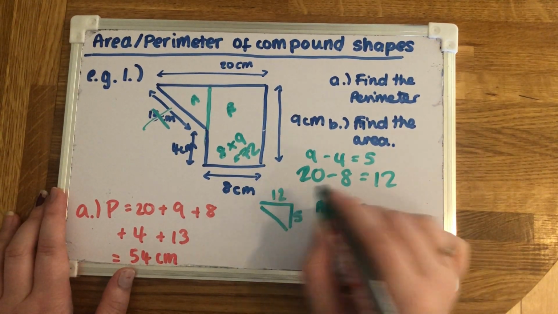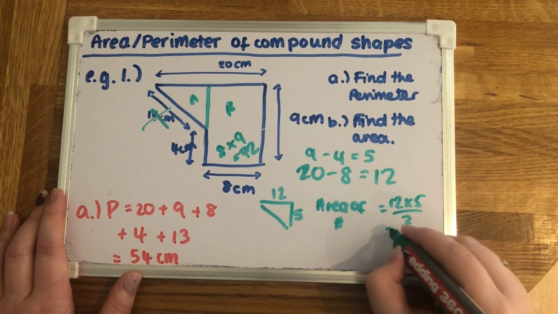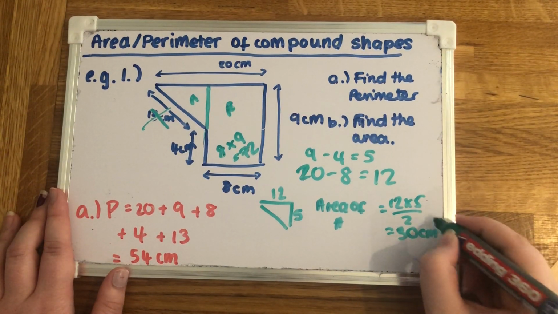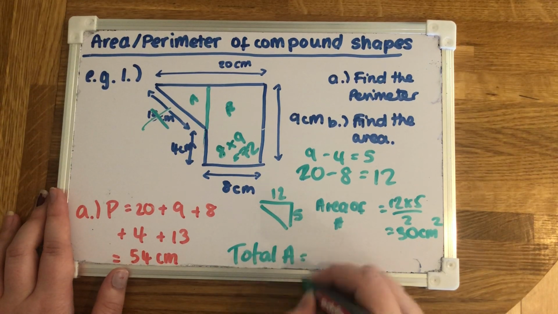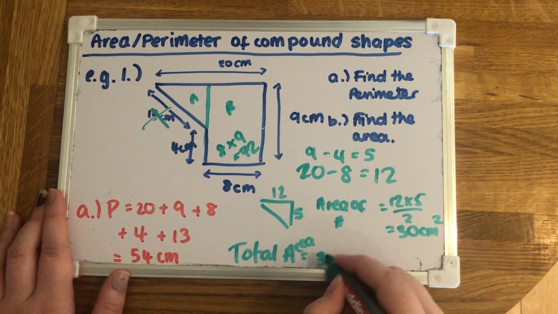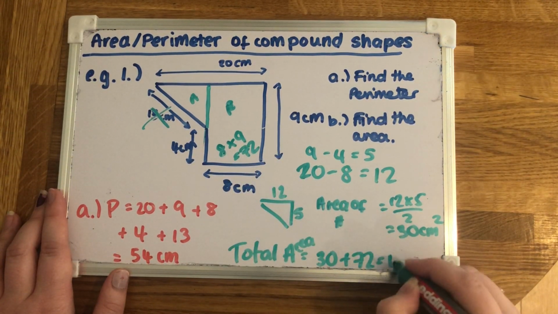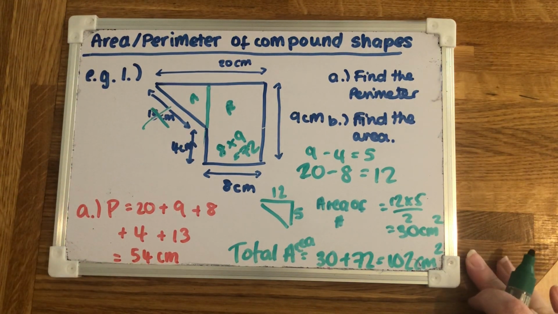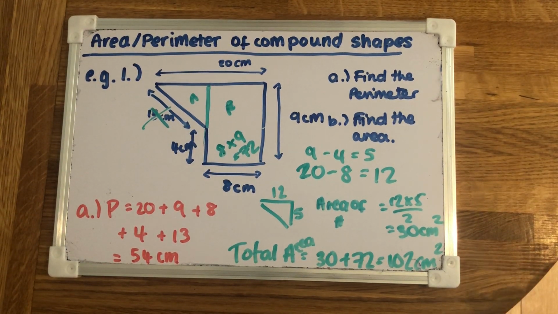Okay, so to find the area of A, we times those 2 numbers together and then we divide by 2. So 12 times 5, then divided by 2. 12 times 5 is 60, half of that is 30. Okay, so the total area will be both those answers added together. So we've got 30 from there, and we've got 72 from the rectangle. So in total, the area is 102 centimetres squared. Okay, so that's the basics.